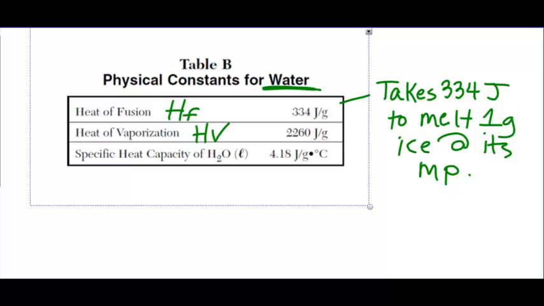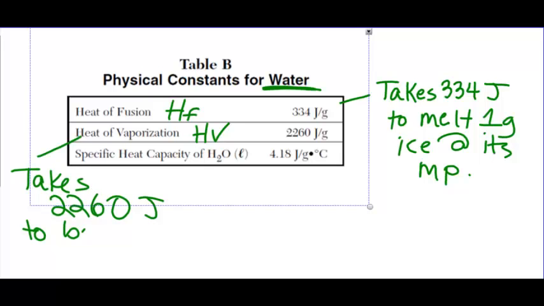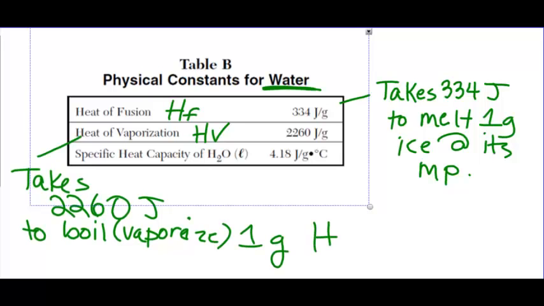Okay? Heat of vaporization is much greater. It's 2,260 joules. Again, that means it takes 2,260 joules to boil or vaporize 1 gram of liquid water at its boiling point. So it's already at its boiling point.